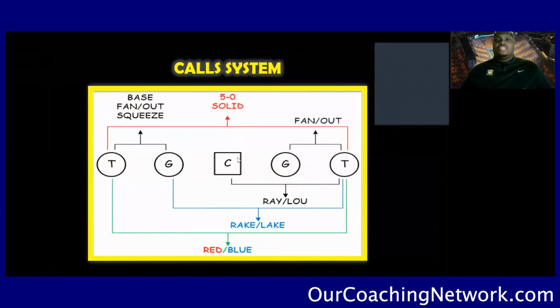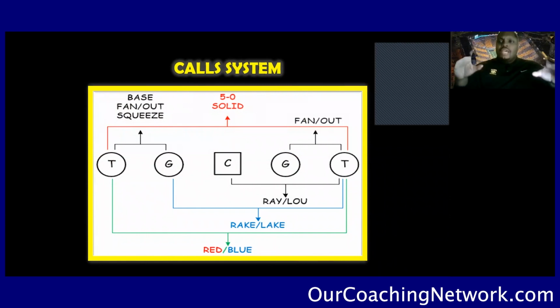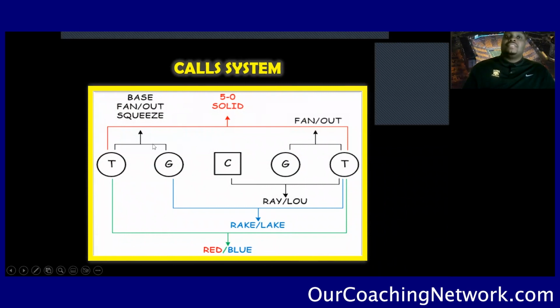So a call system. This is my old call system, so I don't mind sharing this. A call system is something that we have in place, and we try to keep it, again, as basic and simple as possible so that these guys are on the same page with the call. This is their Bible as far as pass protection so that we're communicating on the same page. So this is the play side, and then this is the man side of the protection. So you have your 3-man slide right here, your Ray and your Lou, your rake and lake, which is your 4-man, and then your red and your blue, which is your 5-man.